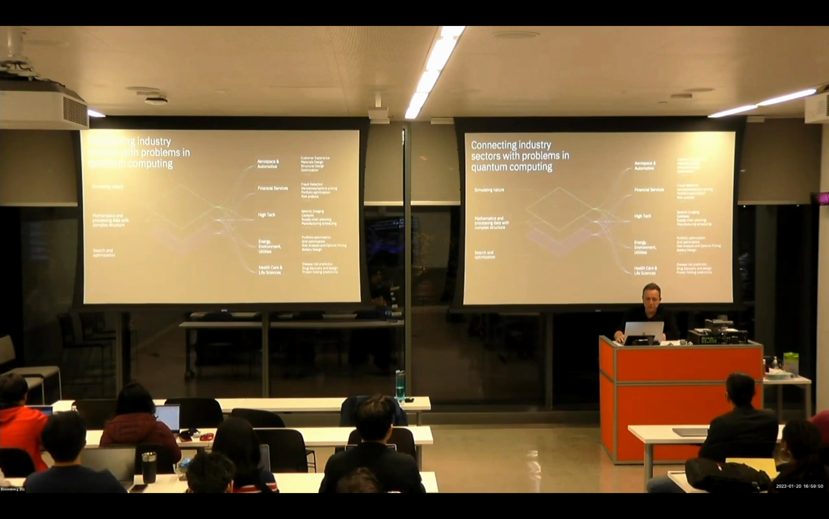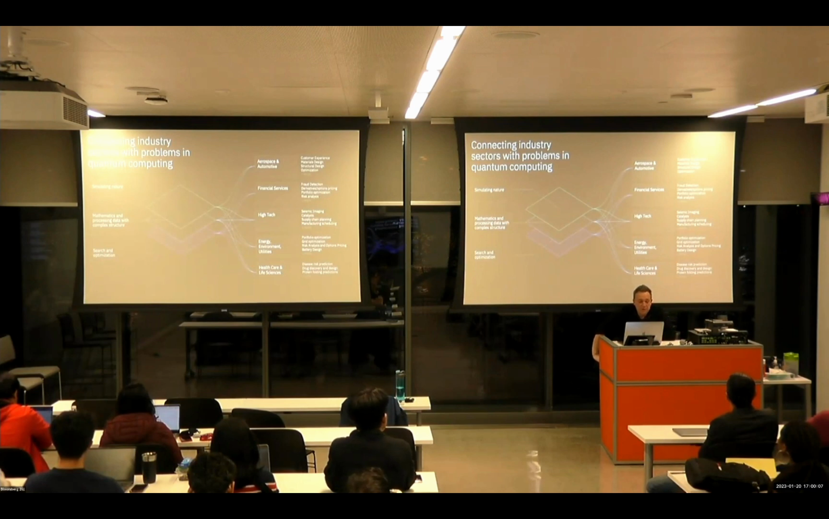So let's talk about some of those industries and some of the sectors. Let me start with the 3 areas: simulating nature, complex structures, and search and optimization. Now, how do those split out into verticals? Aerospace and automotive are very interested in simulating nature and exploring different materials. Financial services are very interested in fraud detection and portfolio optimization. High tech, which is really the chemical industry, is very interested in all sorts of things: supply chain planning, manufacturing.